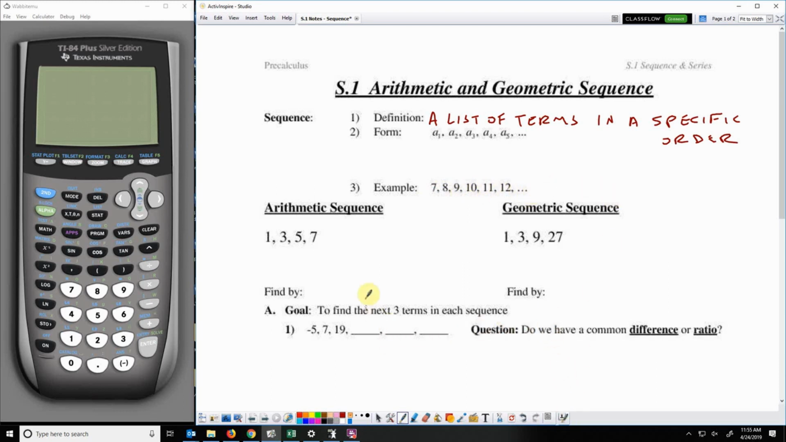So there's two different types. There's an arithmetic sequence, and there is a geometric sequence. An arithmetic sequence has what's called a common difference. So to get from here to here, we're adding 2. And to get from here to here, we're adding 2. And every time to get from one term to the next, we are adding 2. Okay? And you can find that number by subtracting.